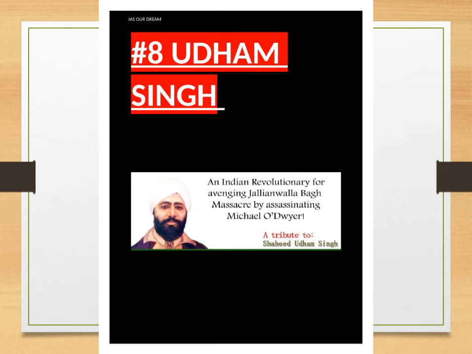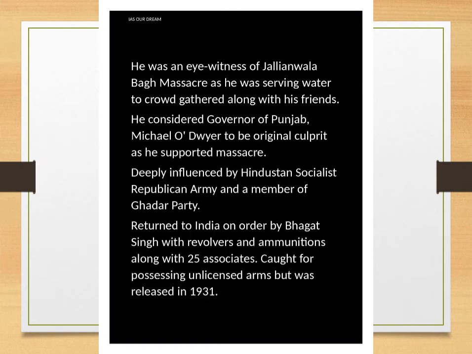The next topic which we are going to discuss is Udham Singh. In every episode we discuss one personality, and today we are discussing Udham Singh. Basically, Udham Singh was the one who assassinated Michael O'Dwyer, avenging the Jallianwala Bagh massacre.